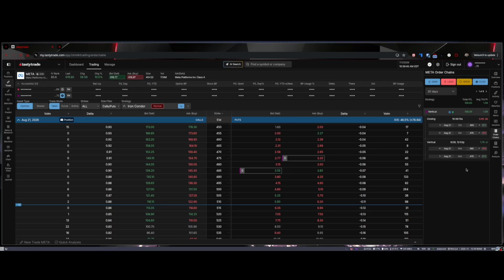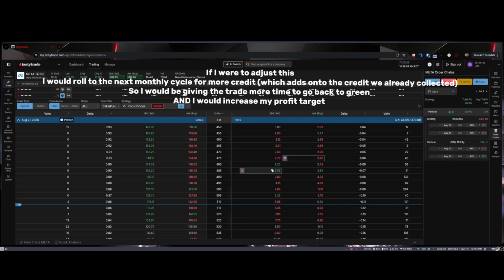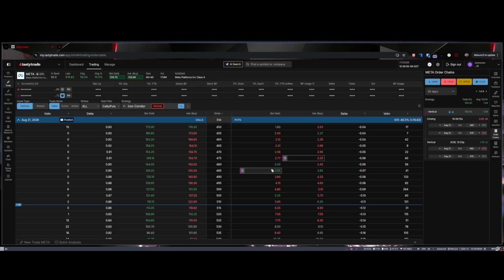Like, in the future, if I ever were to need to adjust this, it would probably be because Meta goes crashing down, right? But again, I had an 85 to 87% chance of winning this trade, so I already felt good going into it. But in the case of the 13 to 15% of this trade going wrong, guess what would happen, right?